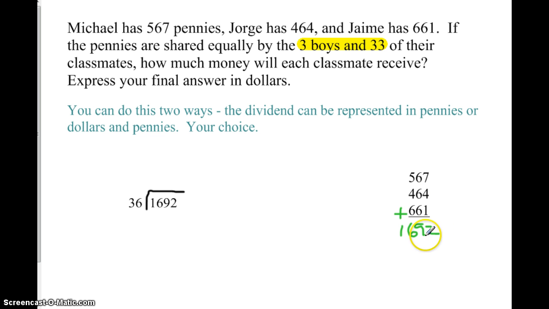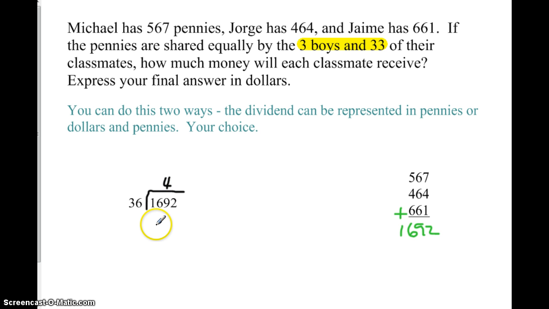Okay, so you added up all the numbers. You should have gotten 1,692, and that represents the total number of pennies. So I'm going to do this right now as pennies, okay? I'm not going to change it into dollars for the moment. So my first thing I'm going to do is estimate here, 36 and 169. I'd round this to 40 probably, and I would round 169 to 160 because I know that 4 times 4 is 16. So 40 would go into 160 four times. So I'm going to use that.